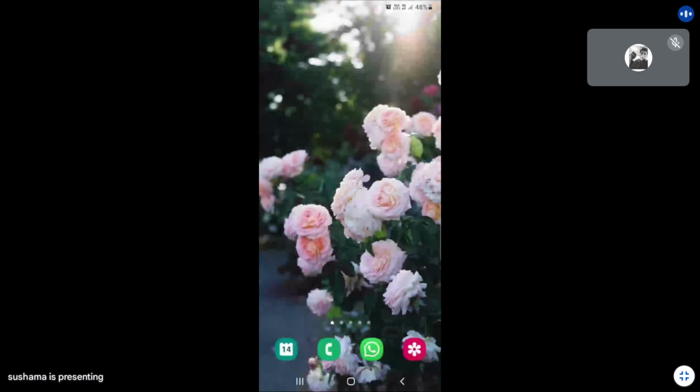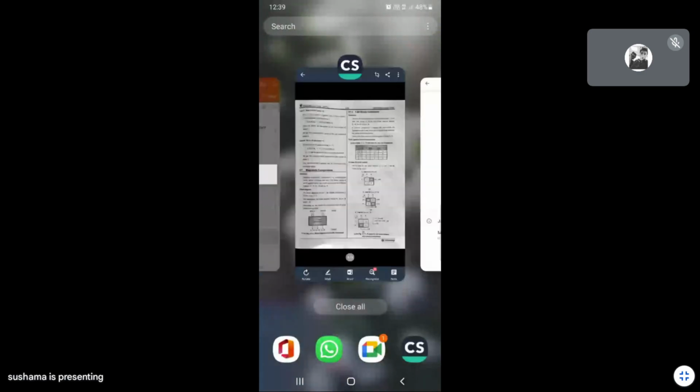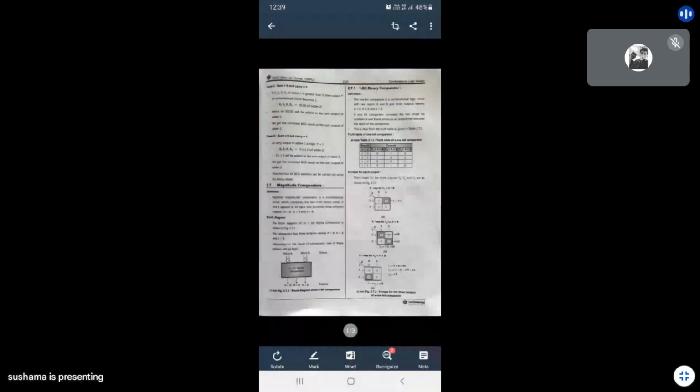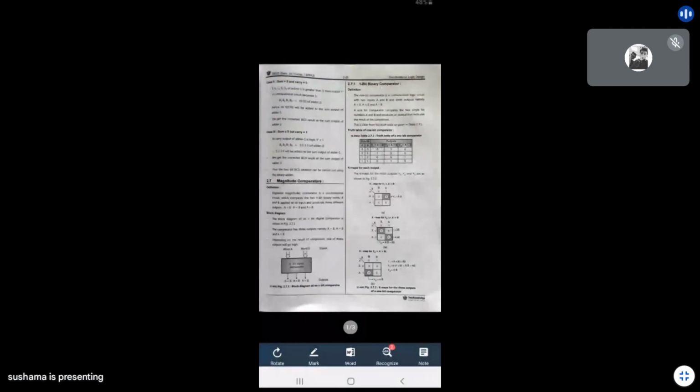Before turning towards the 2-bit comparator, we'll go for the single-bit comparator. Okay. We'll see first the 1-bit binary comparator. Means you have to compare the bit, you have to compare between A and B. So as we are saying, this is a 1-bit binary comparator. This is the truth table of a 1-bit comparator.